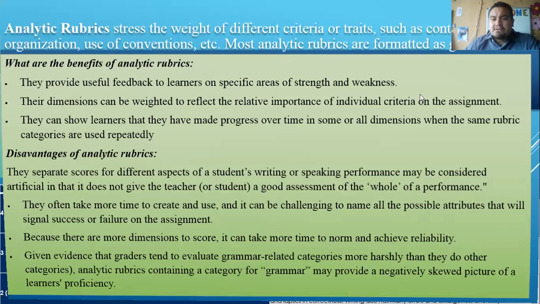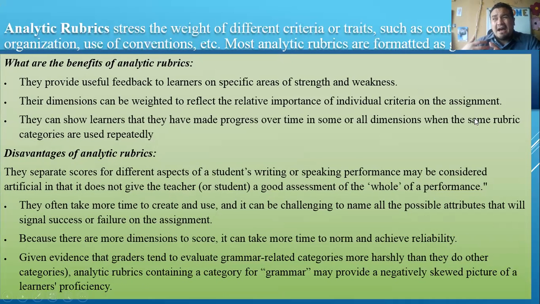Now, let's talk about the other type, which is an analytic rubric. Analytic rubrics stress the weight of different criteria or traits, such as content, organization, use of conventions, etc. Most analytic rubrics are formatted as grids. What are the benefits of using an analytic rubric? They provide useful feedback to learners on specific areas of strength and weakness. Their dimensions can be weighted to reflect the relative importance of individual criteria on the assignment. They can show learners that they are making progress over time in some of the dimensions where the same rubric categories are used repeatedly.